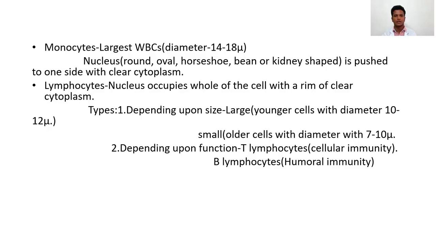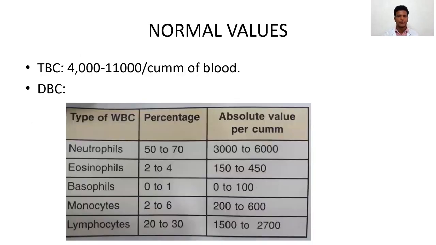Types of lymphocytes depending upon the size: large lymphocytes are younger cells with a diameter of 10 to 12 microns, and smaller lymphocytes are older cells with a diameter of 7 to 10 microns. Depending upon function, they are divided into T lymphocytes and B lymphocytes. T lymphocytes are predominantly involved in cellular immunity, and B lymphocytes are involved in humoral immunity.